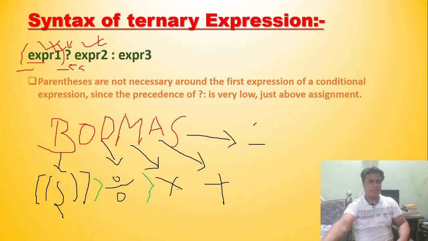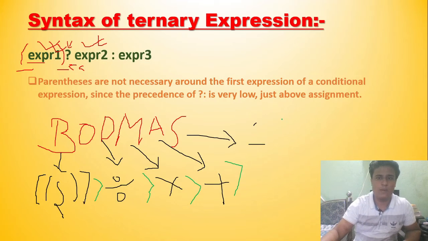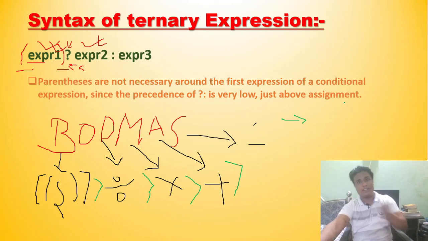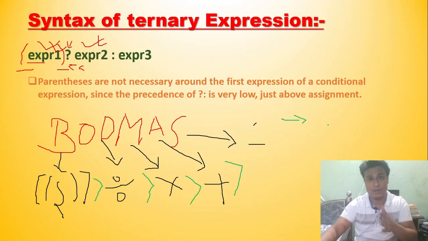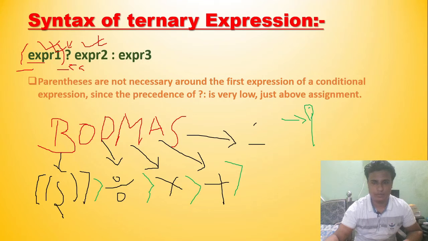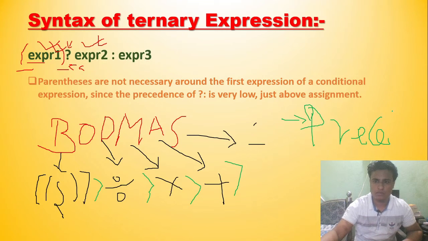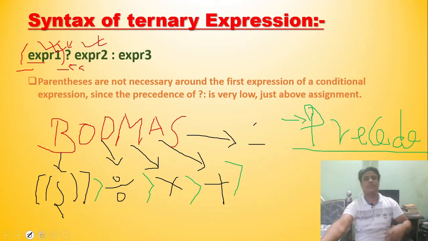Division has more precedence than multiplication, multiplication has more precedence than addition, and addition has more precedence than subtraction. This is known as precedence. I hope I made it clear. I will teach you more about precedence as we go higher. Just for your basic understanding, I am giving you a basic example of precedence.